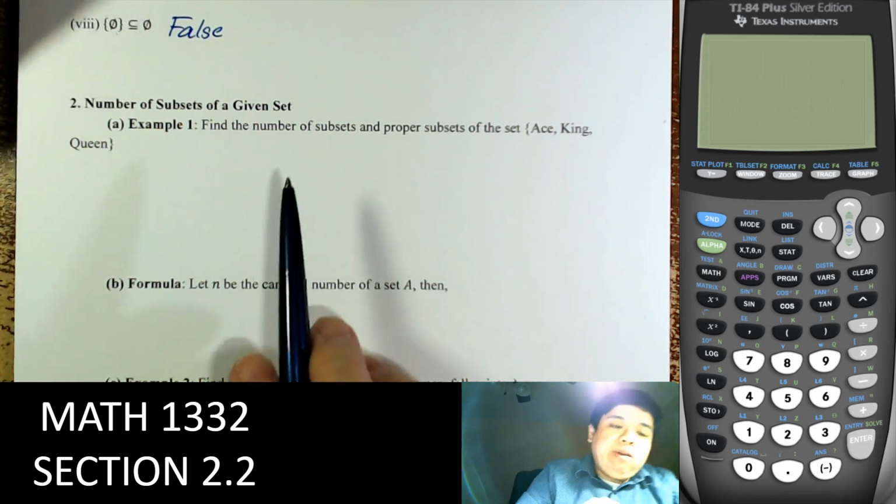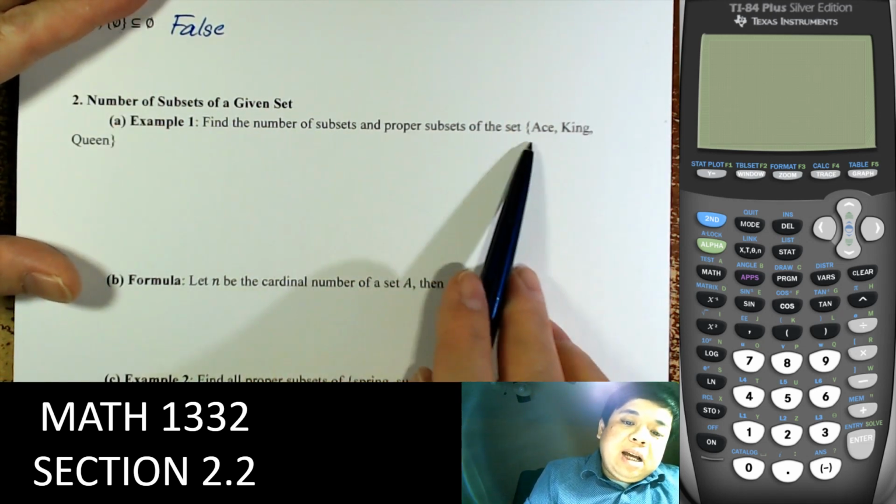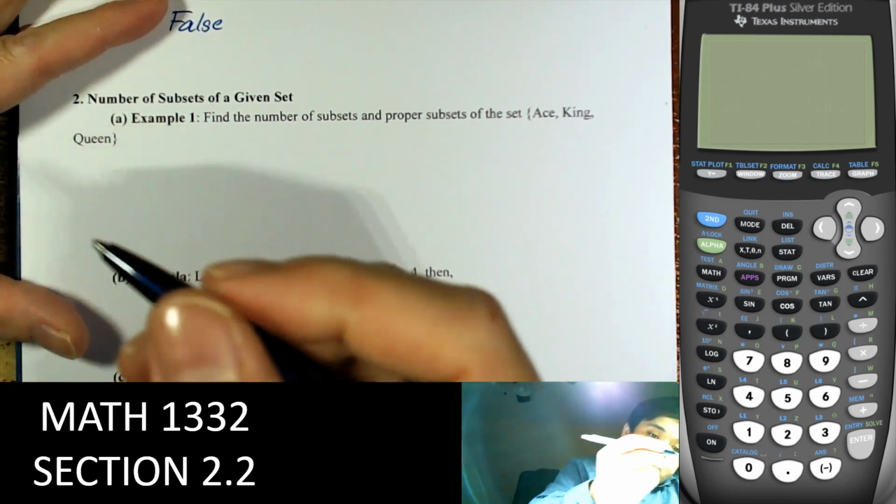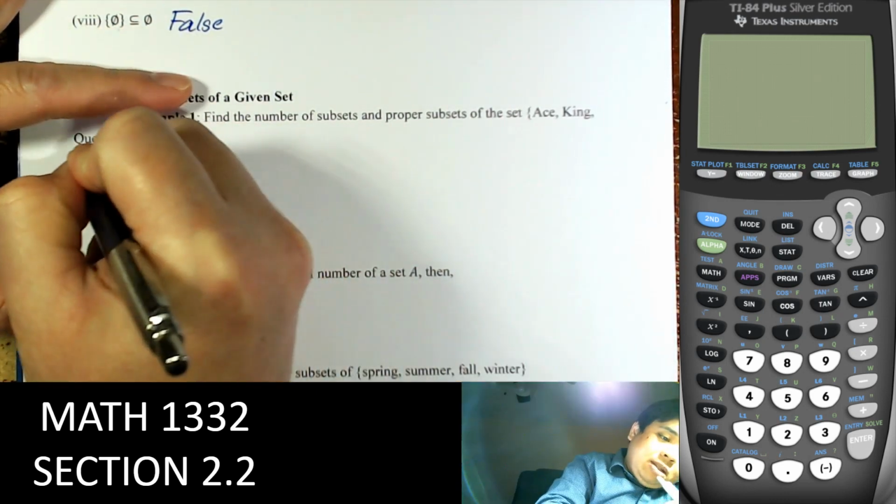Alright, next, find the number of subsets and proper subsets of the set {ace, king, queen}. I'm just going to list them. Subsets.